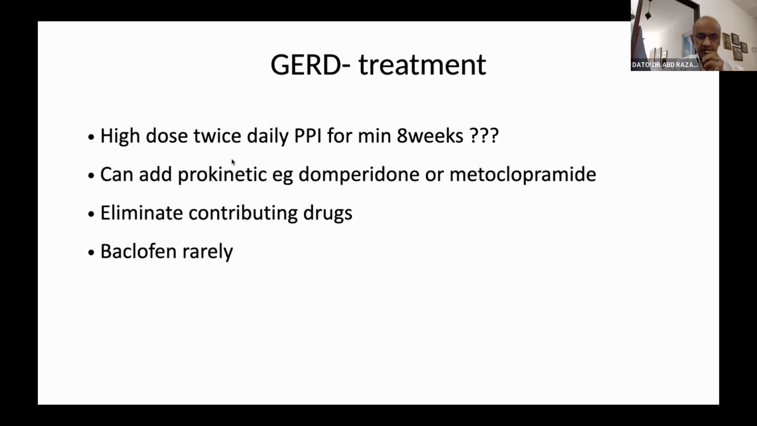Some people also believe that there can be a lot of motility problems in the esophagus in these patients. They give prokinetics like domperidone and metoclopramide, like Maxolon. And again, they try to remove all the other drugs causing the GERD. And baclofen, a muscle relaxant, again for the motility problem, may help the patient a bit, okay? But then again, nothing is good for GERD. You can try one by one, that's all.